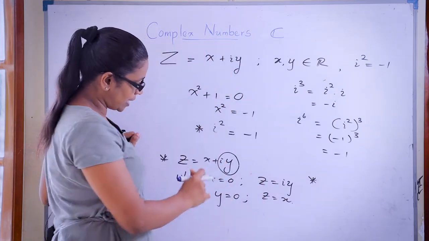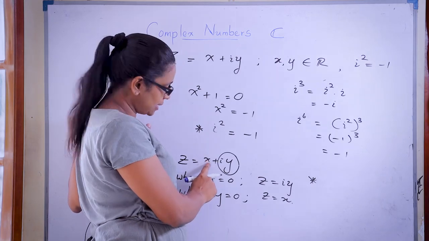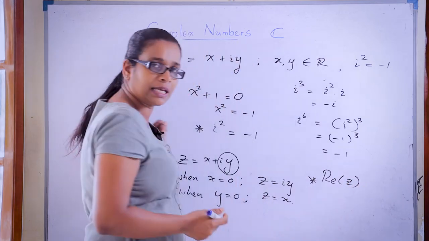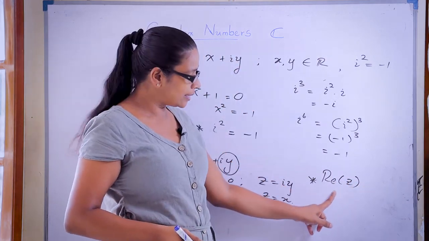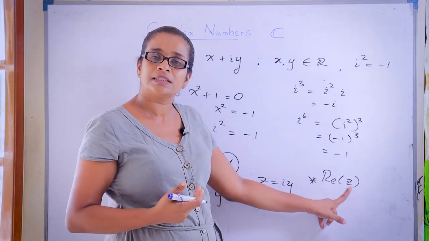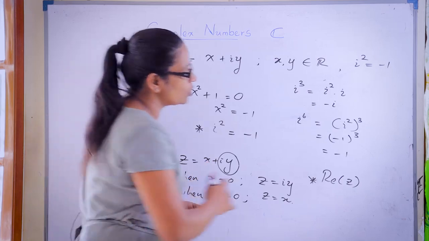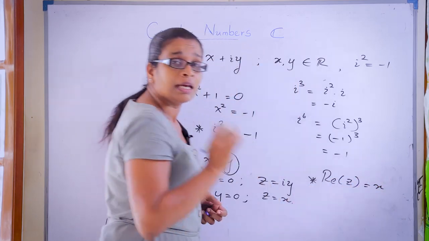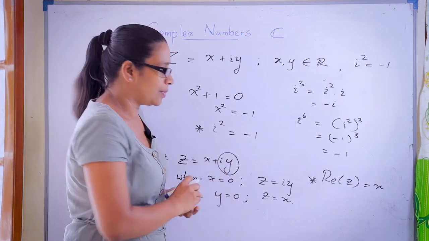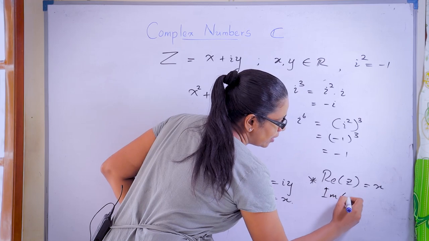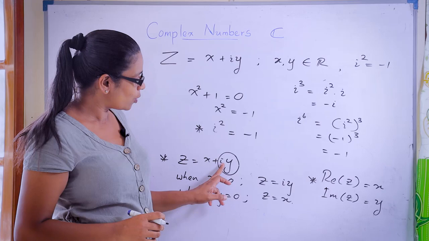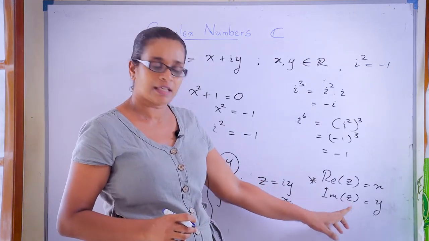When I need to indicate the real part of the complex number, we write it using Re(Z). Re indicates real. So this means the real part of the complex number Z, and it is equal to x. In the same manner, you can write the imaginary part of the complex number using Im(Z) equal to y. So without i, you just write the value here.